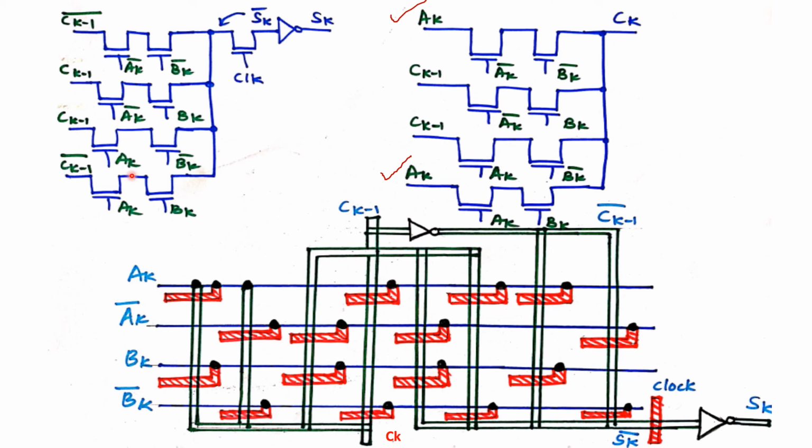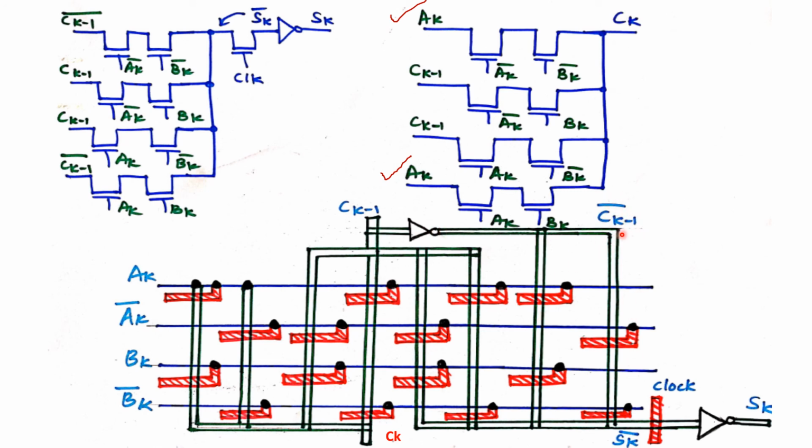Coming to sum section, complement of carry input is passed if both A and B values are same, that is for 0, 0 and 1, 1 combination, sum output is equal to complement of carry input. So carry input NOT gate, so NOT gate output will be carry input bar.